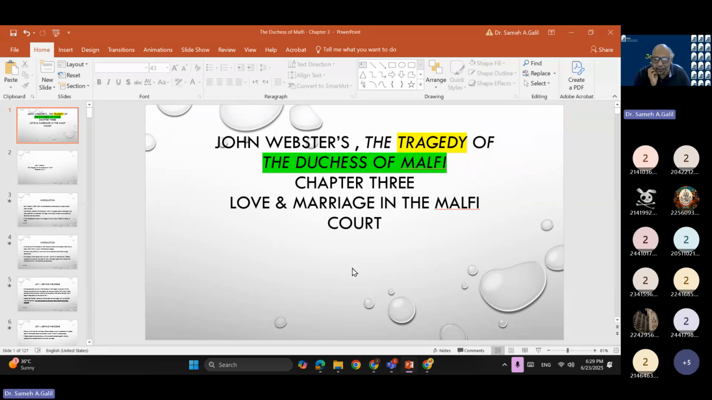So it's love and marriage in the Malfi court. So it's primarily about love, and people fall in love, and obviously they take it to the next level and they get married, right. So where are we? We are in the Malfi court. Malfi is obviously a dukedom, like a city-state in Italy, and of course you know the royal court.